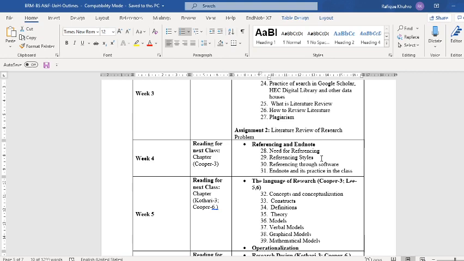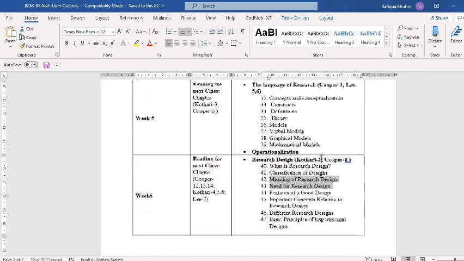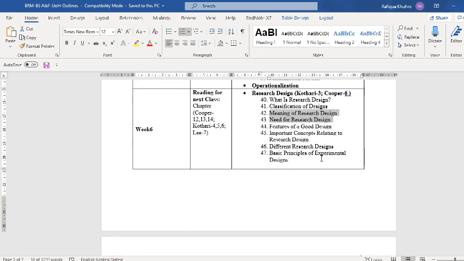So till the proposal you have come to know, but the main body of this proposal is research methods, methodology, how research will be conducted. So till the literature review you are clear now, and further we are going to learn about research design, and these chapters are covered from the book Kothari chapter 3 and Cooper chapter 6.